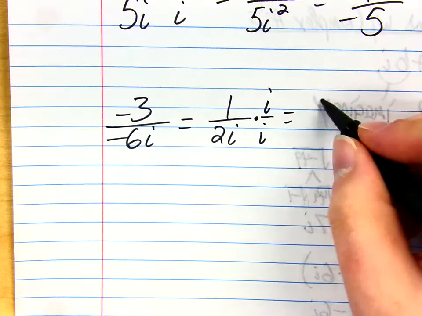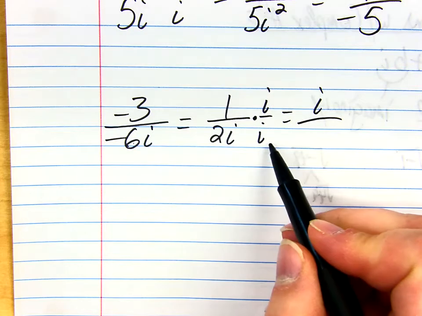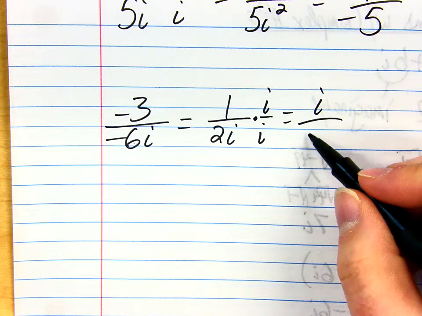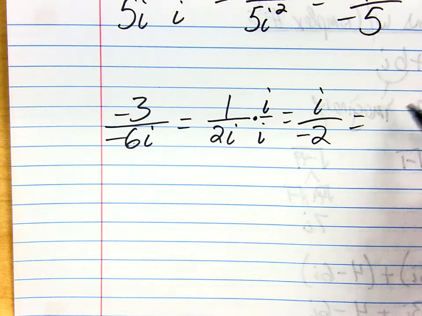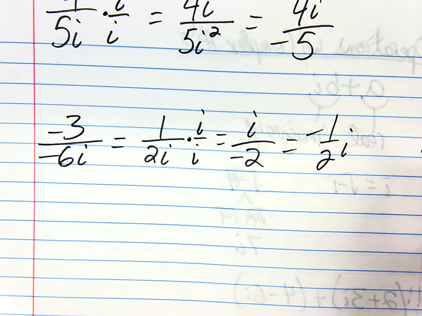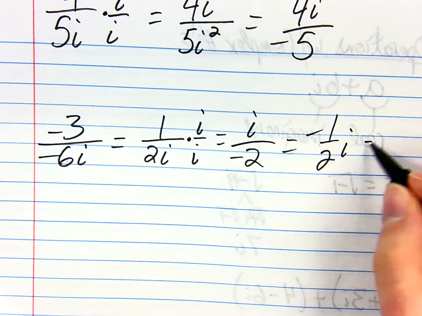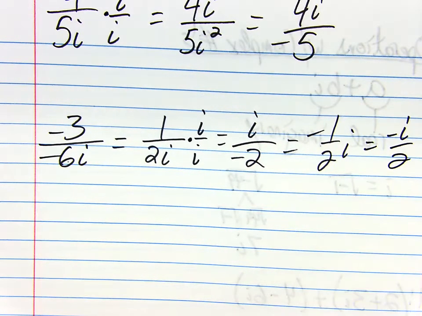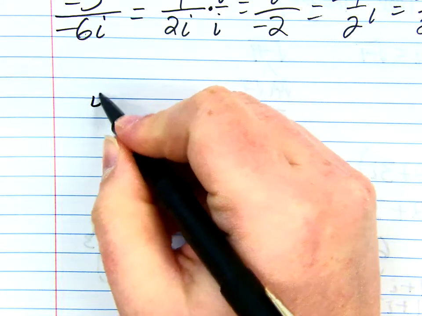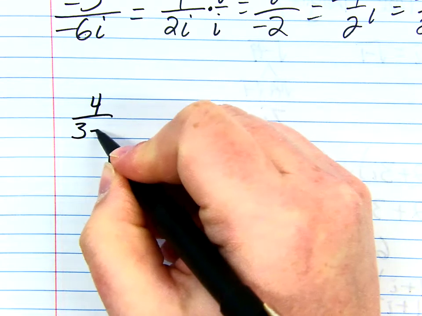So across the top, that's just i, and then downstairs it's going to be 2i squared, which is just -2. So if you want to, you could write this so many different ways. -1/2 i, and then the i. You could do -i/2, all the same, whatever you want. Okay, now get ready for this one. Hold on to your britches. What the heck are you going to do with this?